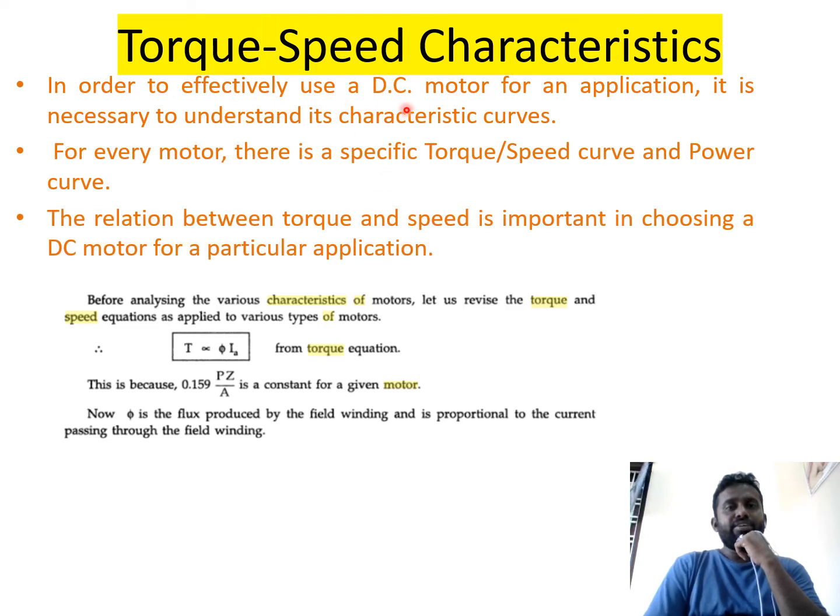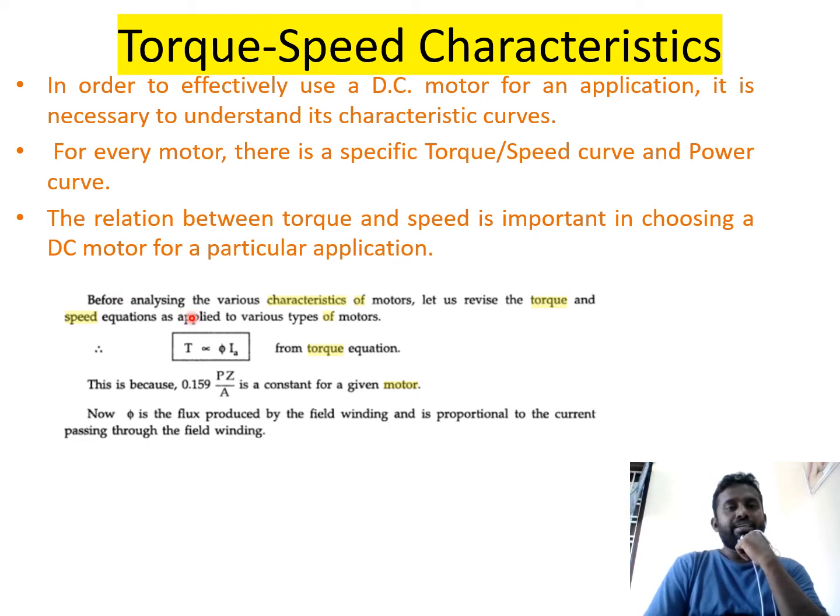Now, in order to effectively use a DC motor for an application, it is necessary to understand its characteristic curves. For every motor, there is a specific torque speed curve and power curve. The relation between torque and speed is important in choosing a DC motor for a particular application. This is the reason why we are learning torque speed characteristics, because it's very important to choose a particular DC motor for a designed or particular application.